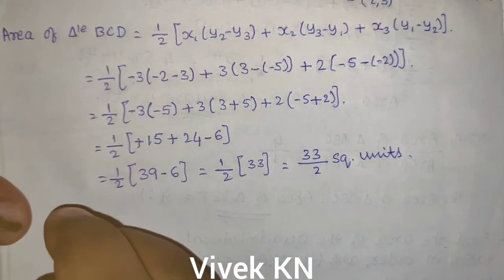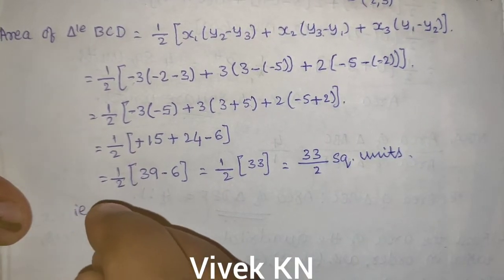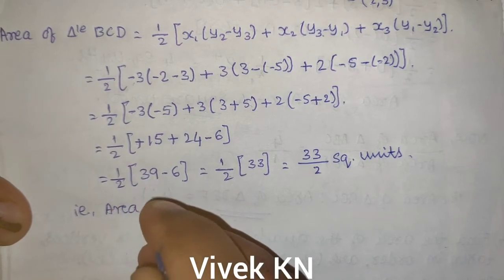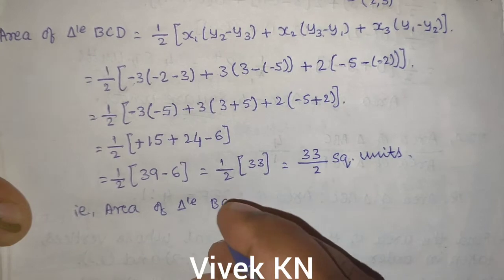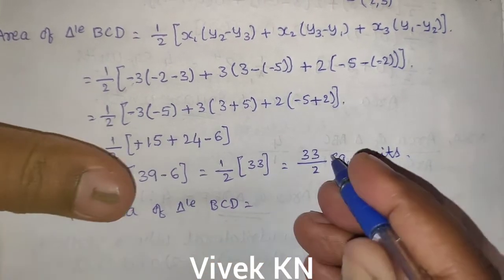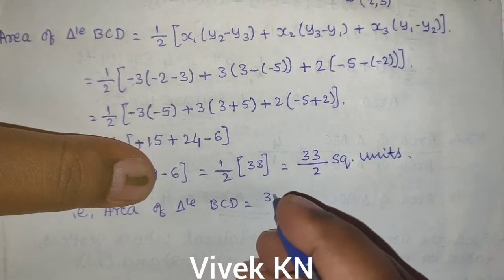that is, area of triangle BCD is 33 by 2 square units.